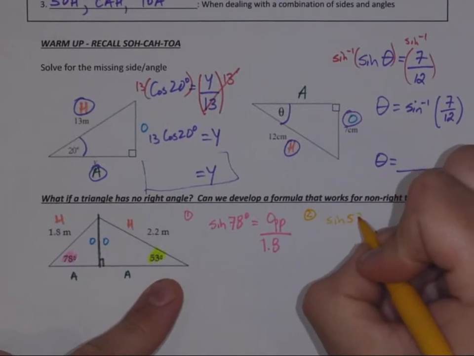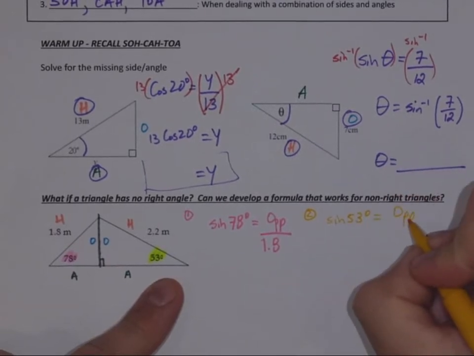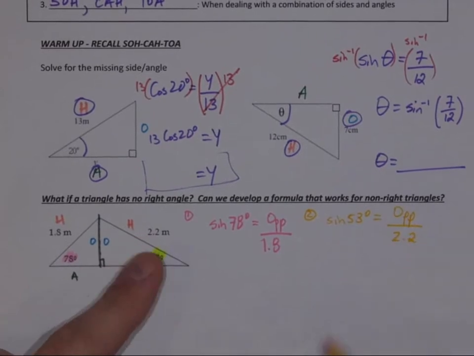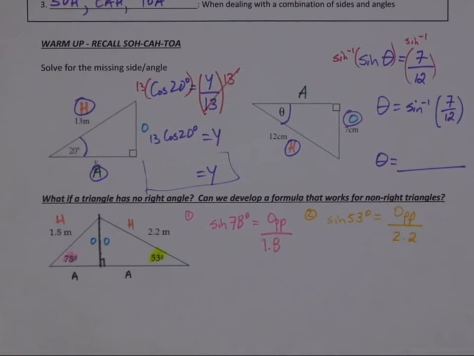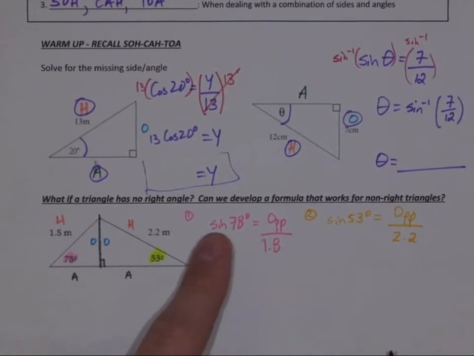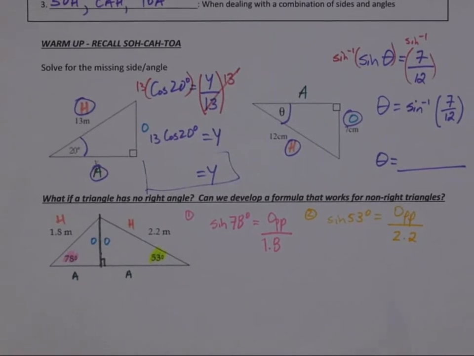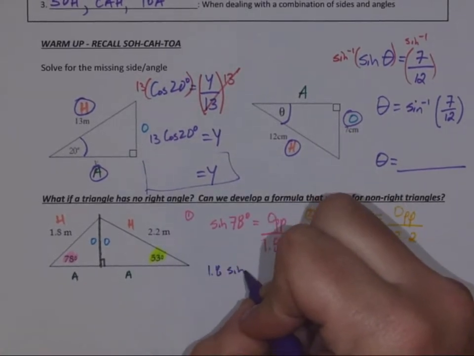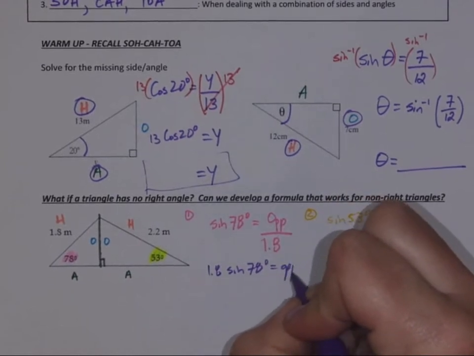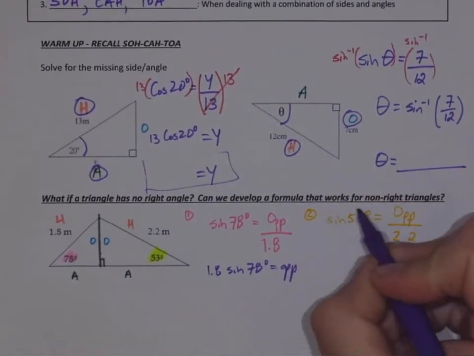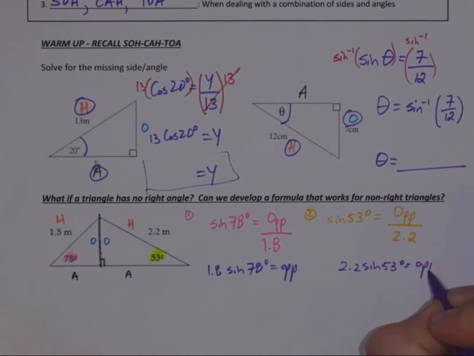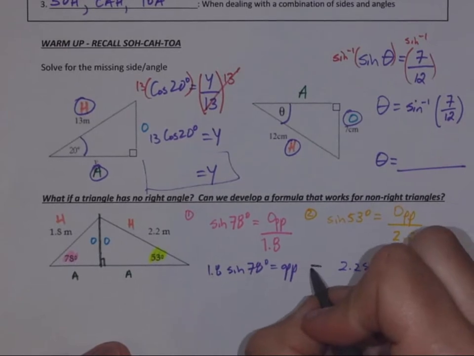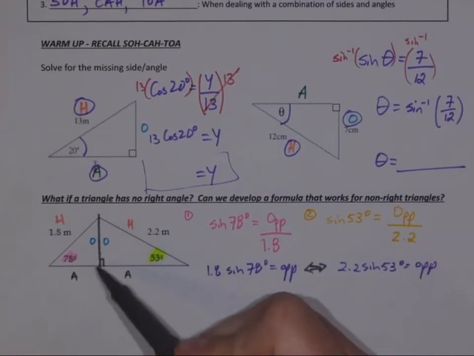Sine of 53 degrees is going to be the opposite over 2.2. Now if I rearrange to isolate for the opposite, times 1.8, and over here times 2.2, those numbers should be the same. Those should be equal because that opposite is the same for both triangles.